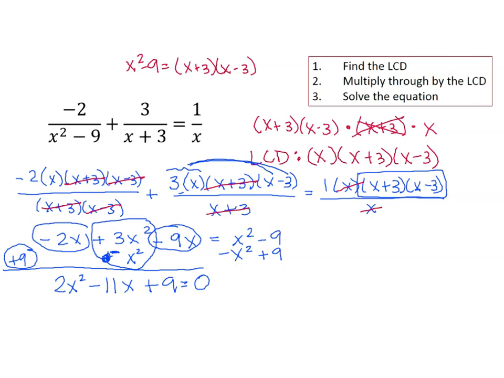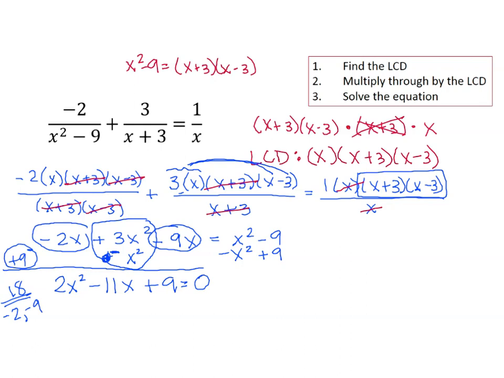Now that I've got a quadratic, I've got options. I can factor, I can do quadratic formula, or I can complete the square. So I'm going to try to factor. It's going to have to be a times c factoring. So 2 times 9 is 18. And I need 2 factors of 18 that will add to be negative 11. So that's going to be negative 2 and negative 9.